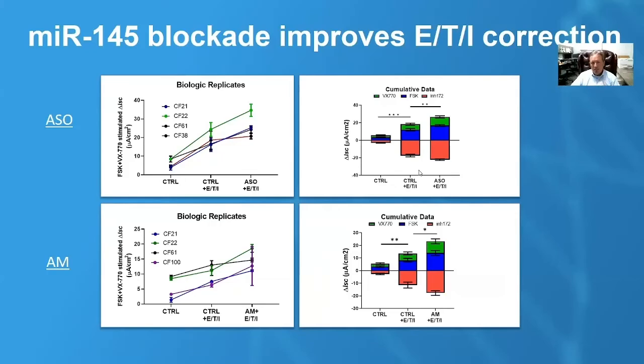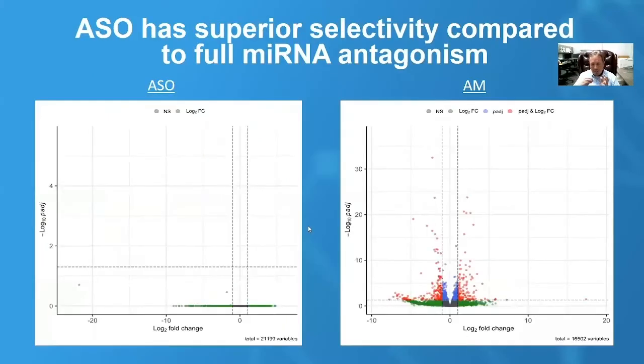So even though ETI is already highly effective, miR-145 inhibition can further increase or enhance CFTR modulator efficacy. The next question is regarding selectivity of the ASO versus the antagonist.